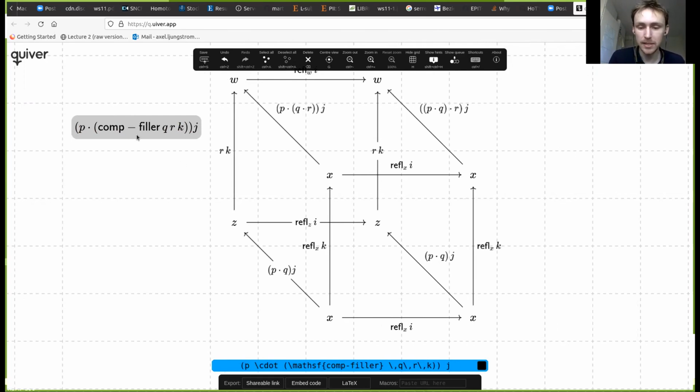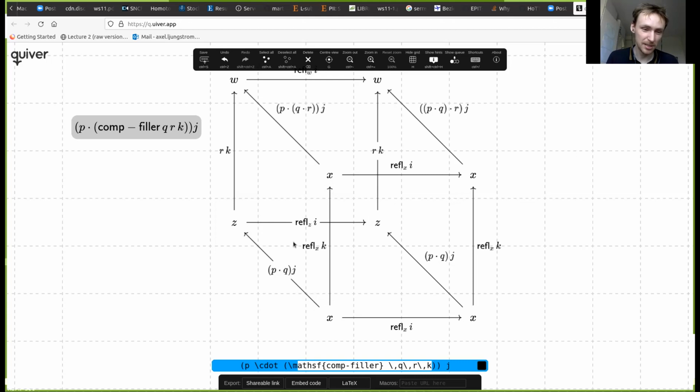You have to think about why this is actually well typed, because when you plug in a K here in the comp filler, you run the risk of having a dependent path, or a weird path with weird endpoints. The nice thing is that it's going to work out. The comp filler QRK will be a path from Y to RK. So this composition is well defined, and this gives you precisely the filler for this side.